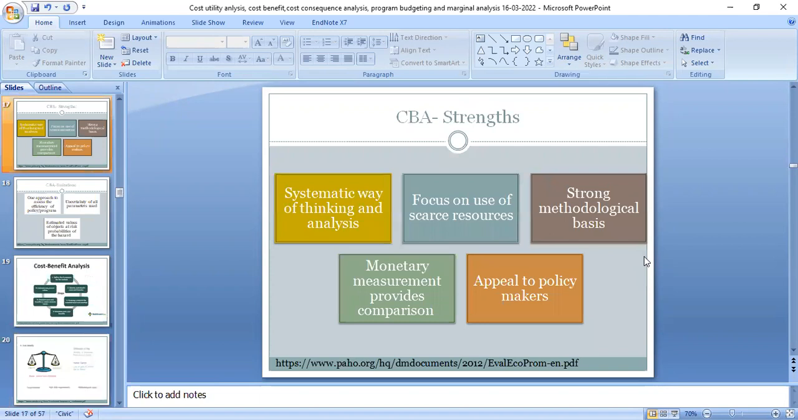Now, the strengths of cost-benefit analysis. It is a systematic way of thinking and analysis. It focuses on use of scarce resources. It has strong methodological basis. It gives a monetary measurement and provides comparison, and it appeals to policymakers.